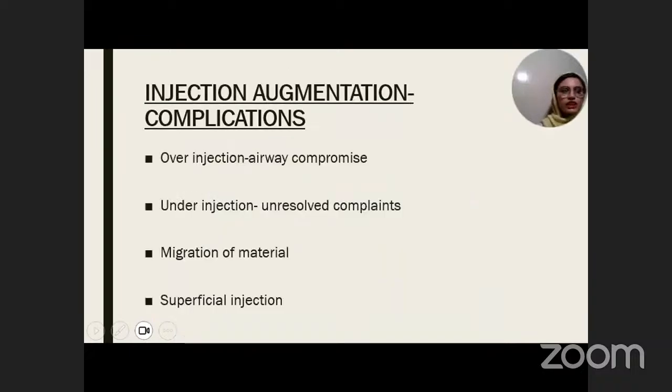What are the complications of injection augmentation? If we do over injection, it will compromise the airway. If under injection, complaints will be unresolved. Migration of material can occur. If superficial injection, it will cause stiffness of the vocal cord.